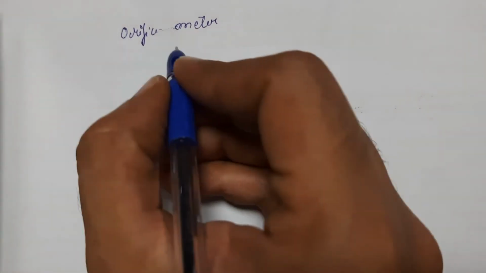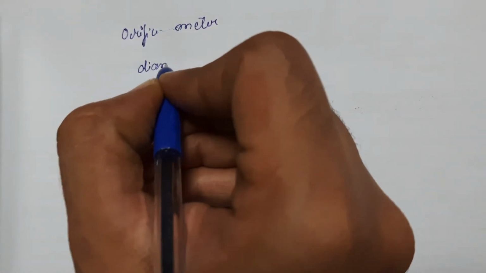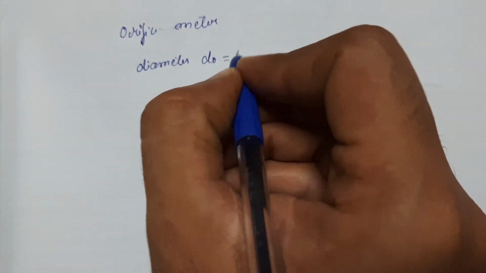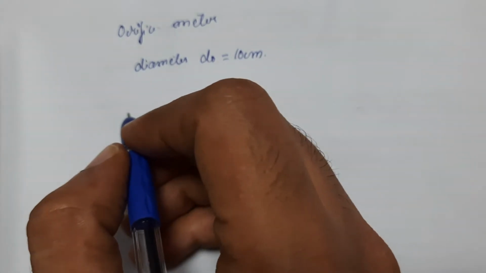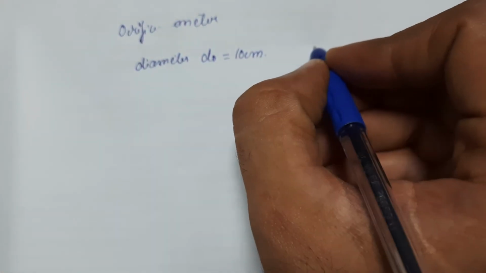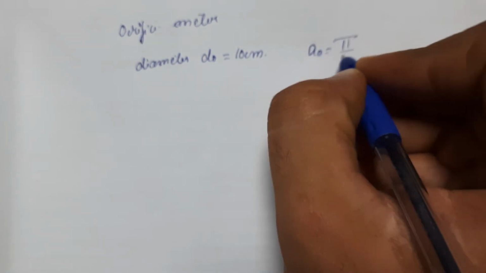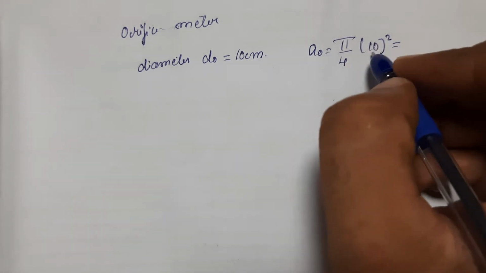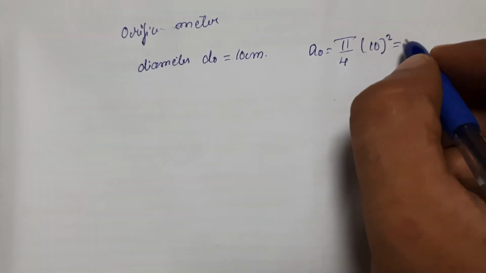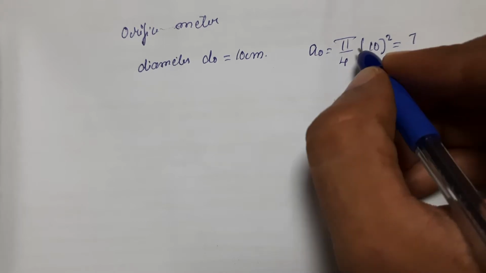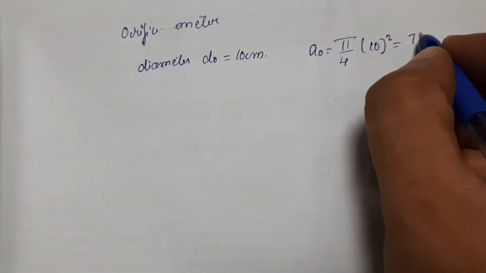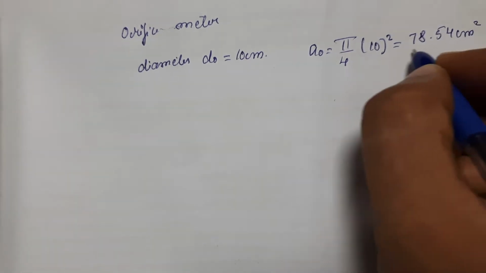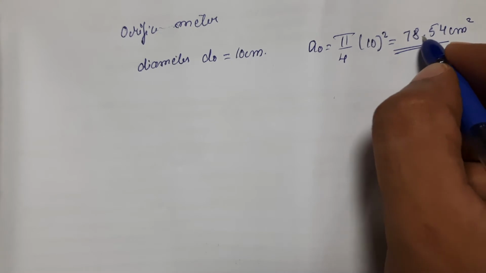So in this problem, orifice meter, the diameter of the orifice, that is D0, is equal to 10 centimeter here. If you go to the cross section area, that is A0 is equal to pi by 4 into 10 to the power of 2. When you calculate this, 100 by 4, 25 into 3.14, you'll be getting the value as 78.54 centimeter square.